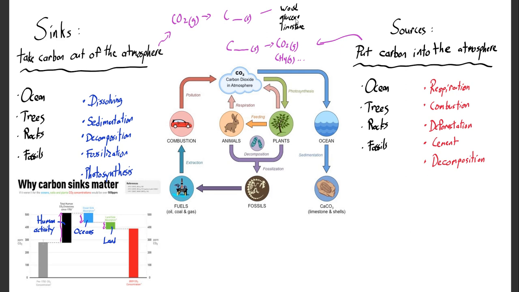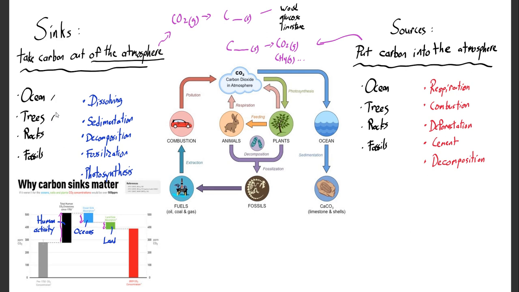It might be lots of different types of things. It might be fossils. It might be dissolved CO2 in water. But out of the atmosphere is the important part for sinks. So the ocean is a great carbon sink. Lots of CO2 dissolves into the ocean, and there's also lots of plant life in the ocean that uses CO2 for photosynthesis. Trees are a good carbon sink.